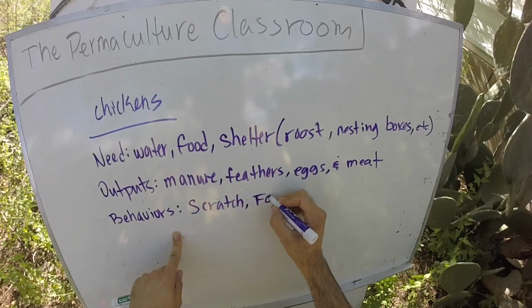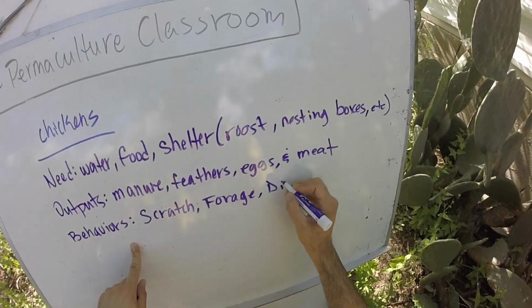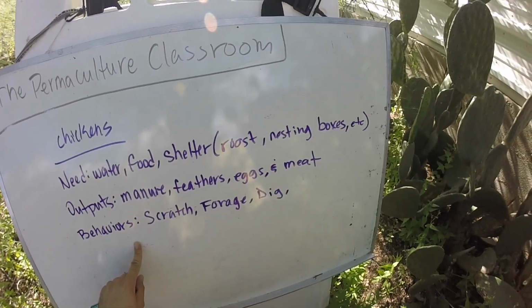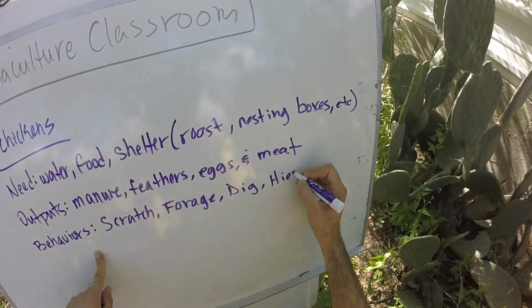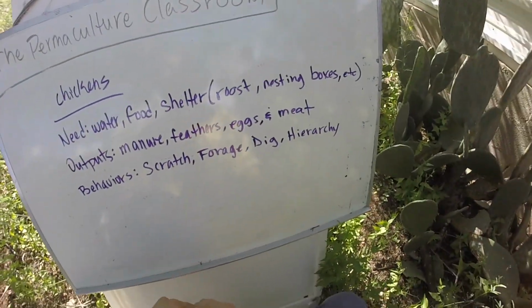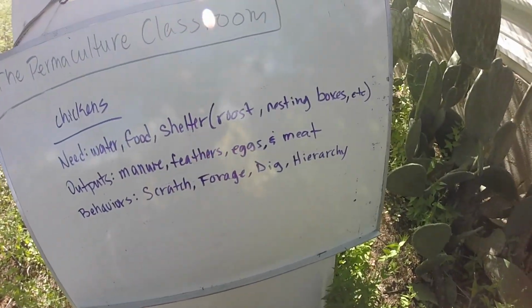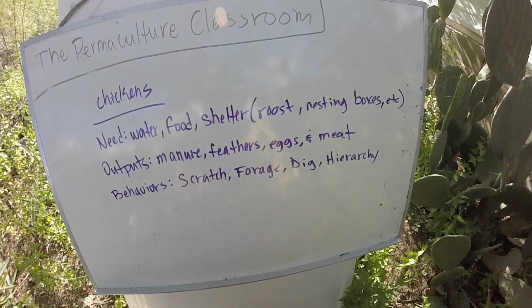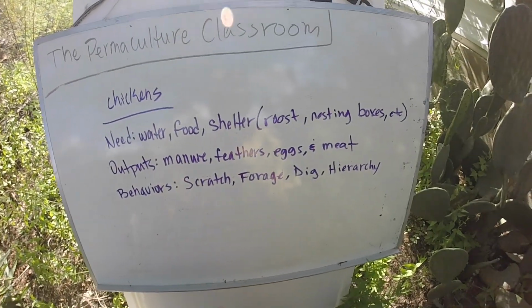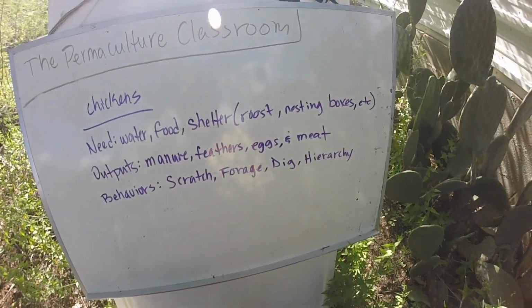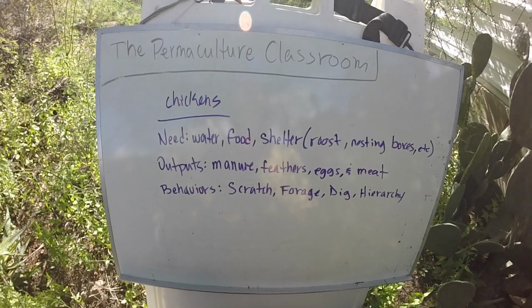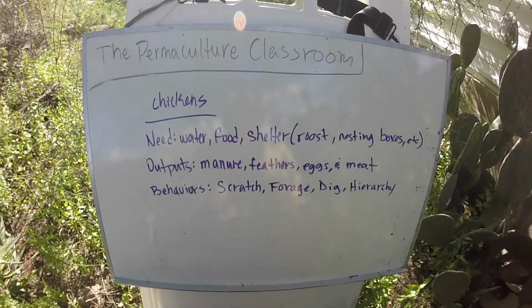So let's run chickens through this design process. Chickens need water, food, and shelter. Their shelter needs certain things like a roost, nesting boxes, feeders, etc. The outputs, they produce manure, feathers, eggs, and meat. Their behaviors that we need to think about: they scratch, they forage, they dig. They have a social hierarchy that we need to pay attention to.